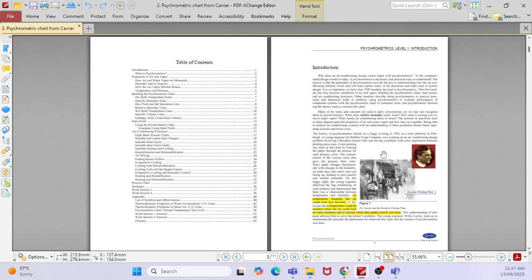What is the dry bulb temperature? What is the wet bulb temperature? What is the relative humidity? What is enthalpy? What is humidity ratio? And what is the dew point? Everything is given here. All of these were discovered a very long time back. Maybe you can say 100 years, 200 years back, for example.